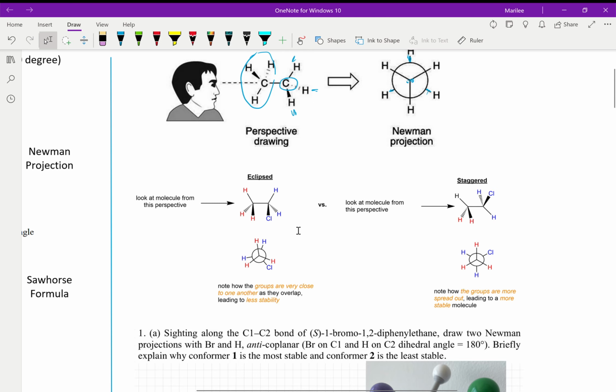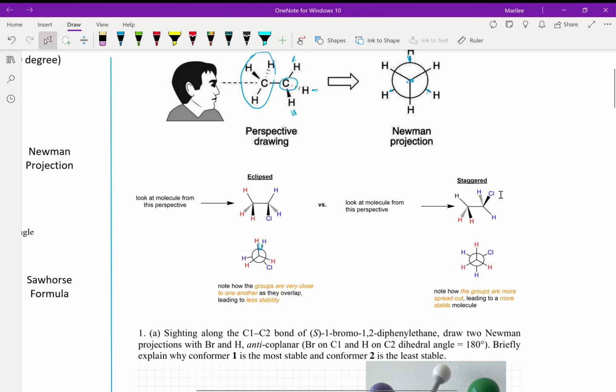But you see that everything is lined up, right? So it's a 0-degree change. So that's why we have an eclipse here. So the two hydrogens are very near. So this is showing the 0-degree change.